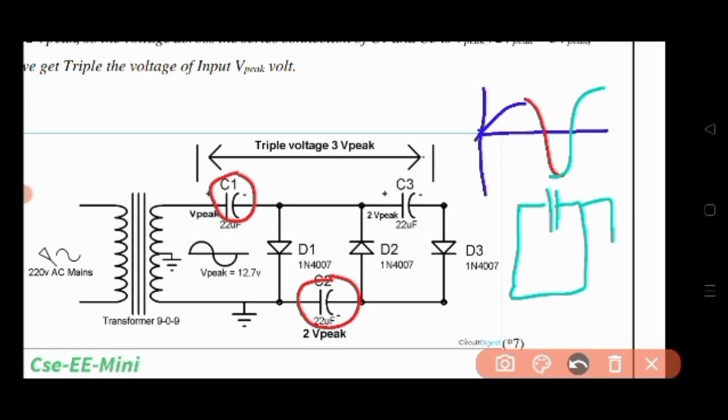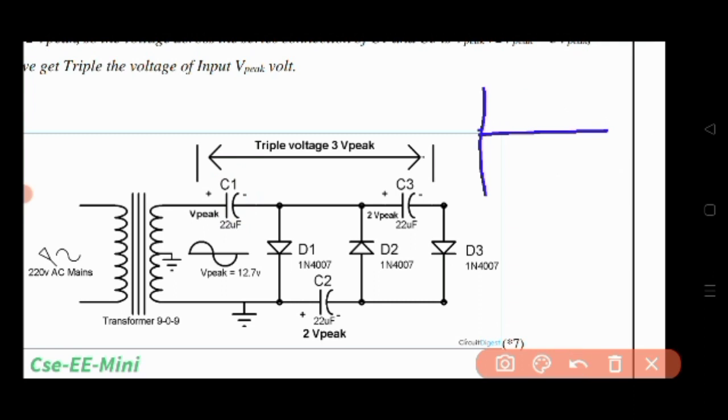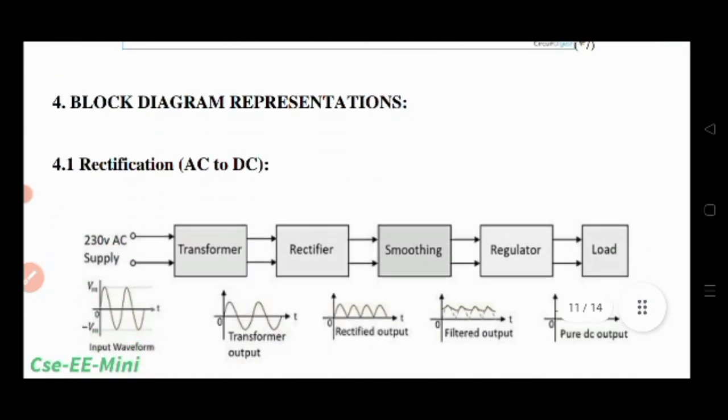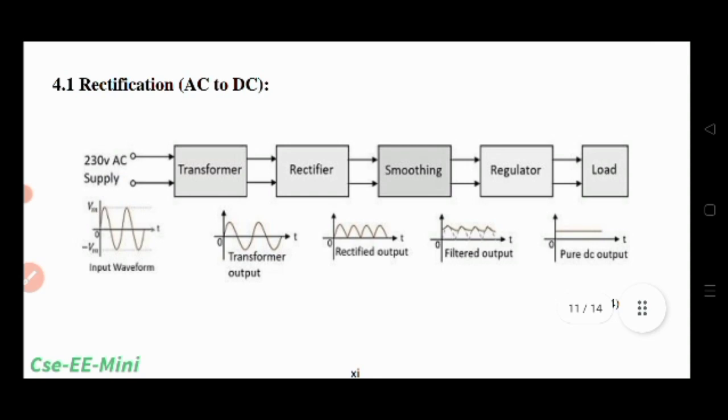As I have already told you, this is a hypothetical situation. In the real world it will take some more cycles to maintain the voltage up to 3 V peak. So in this way we can see the working of the AC to high voltage DC circuits.